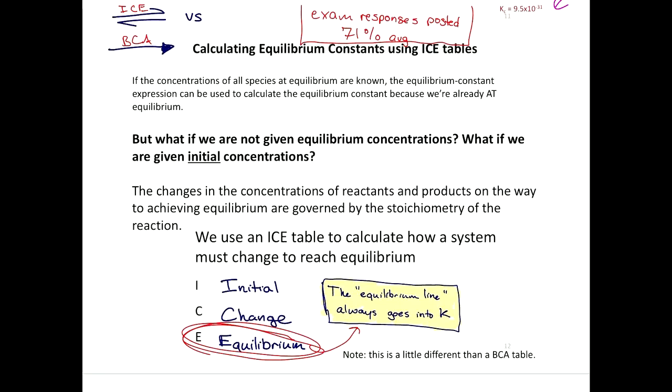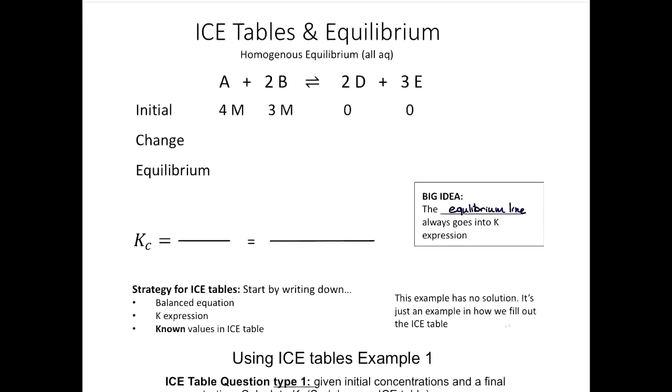So you start with initial conditions. The reaction has to change itself and follow stoichiometry. So this change line does follow stoichiometry, but this equilibrium line follows K, our equilibrium constant. Products over reactants, that number has to reflect the concentrations we actually measure. So that's the big takeaway from this section of the slides, that this equilibrium line goes into K, whatever variables that may be. Let me show you an example of how we work an ICE table.